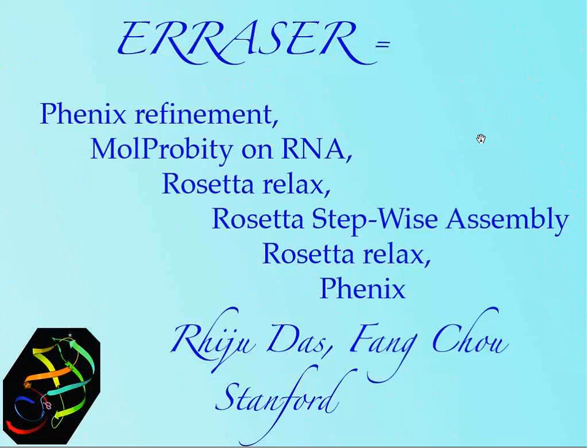So we were involved very heavily in the initial testing of Erraser, and at this point we're eagerly using it on all sorts of things. And it finally does what we were after, and you can actually fix most of the diagnosed problems in an RNA structure, and it definitely works to probably 3.5 angstroms.